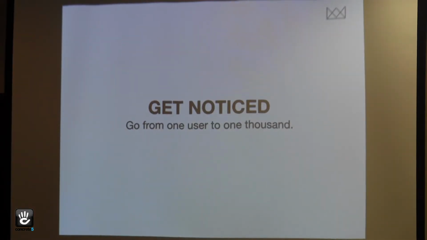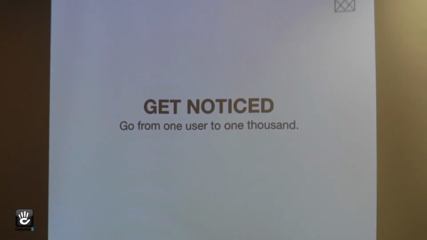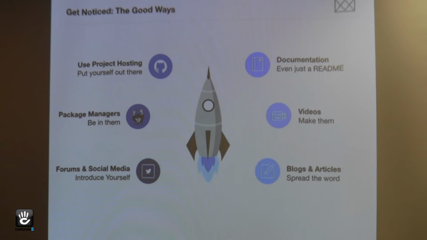So first, let's talk a little bit about how we might go from 1 user to 1,000. There are some things that we can do. There's 6 of them. I'm going to talk a little bit about that in order. These are the types of things.